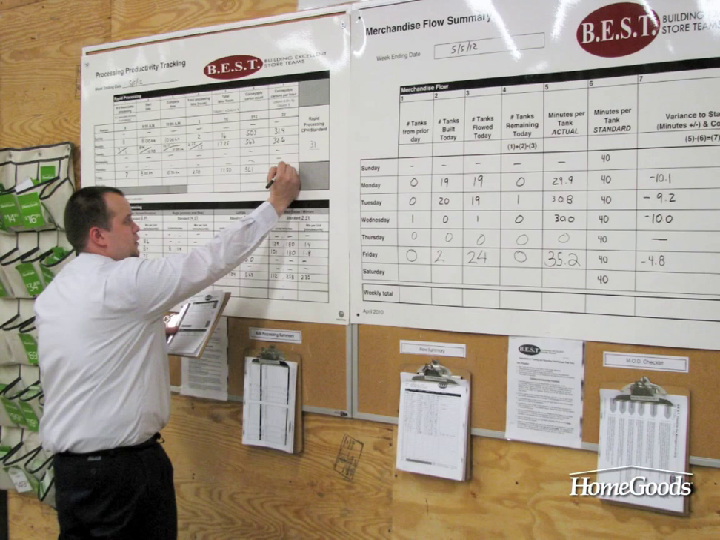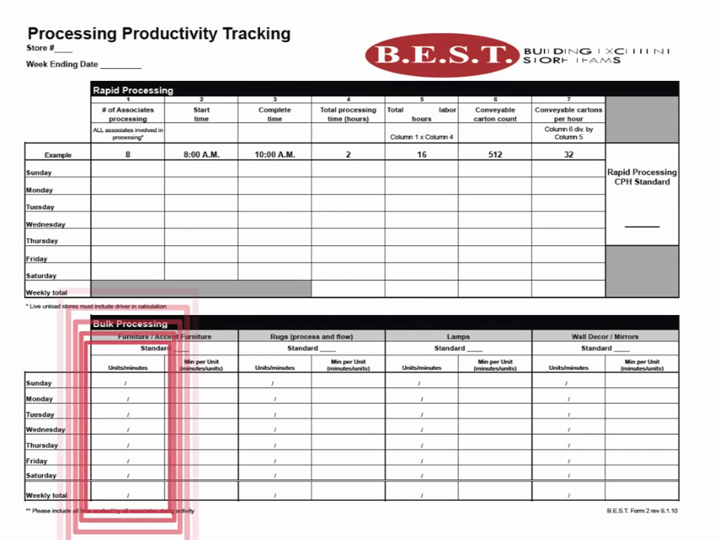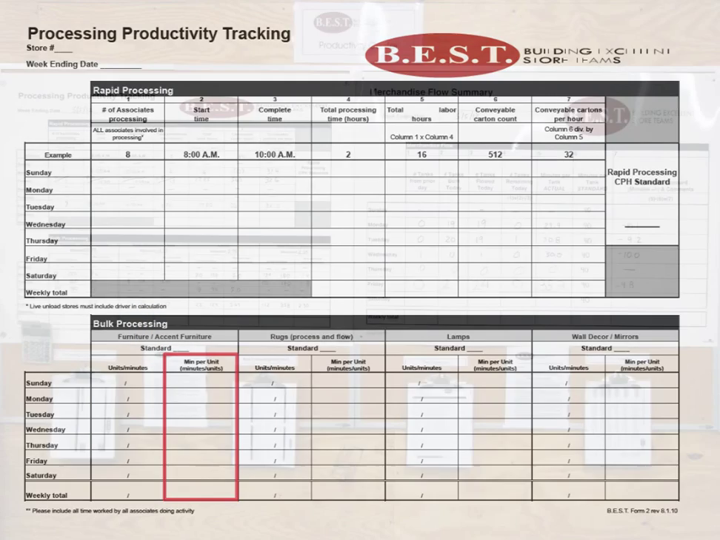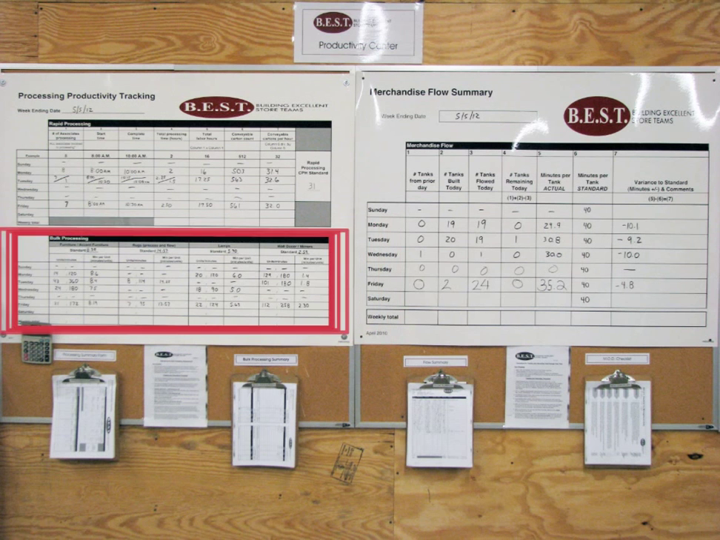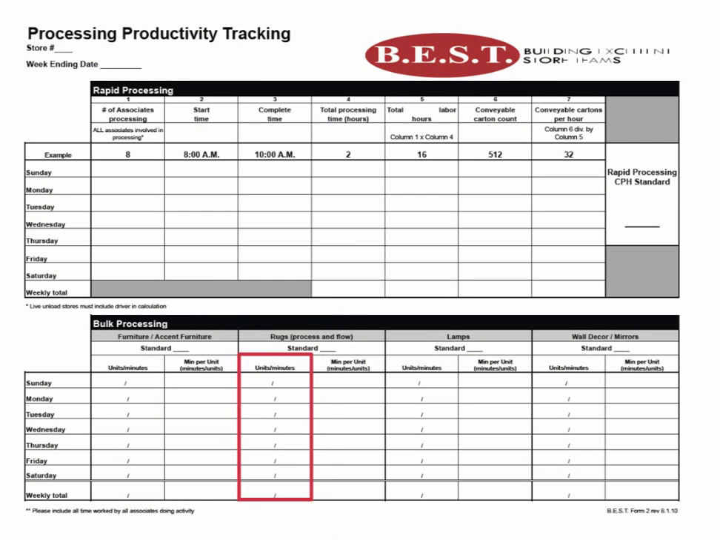Okay, now that you have your bulk processing calculations for each category, you need to transfer them to Form 2, Processing Productivity Tracking. Record the total units, total minutes, and minutes per unit for each bulk item next to the appropriate day. Don't forget to transfer the summary information to the Processing Productivity Chart on the Best Productivity Center as well. At the end of the week, you will be totaling the units and minutes for each and then dividing the minutes by units to calculate the weekly totals.